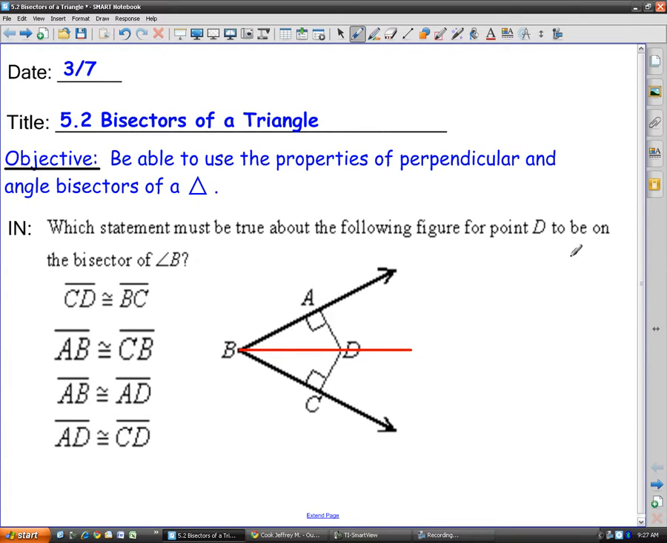I believe our property says that if BD is an angle bisector, then the two sides out here must be congruent to one another, as they meet at a 90-degree angle to the angles. So that's what we were looking for: that AD and CD are congruent to one another.